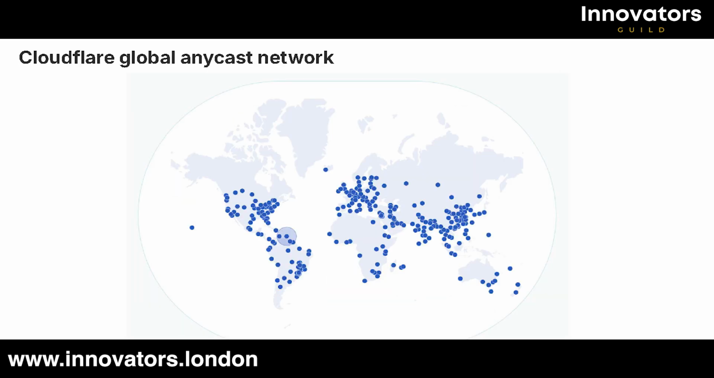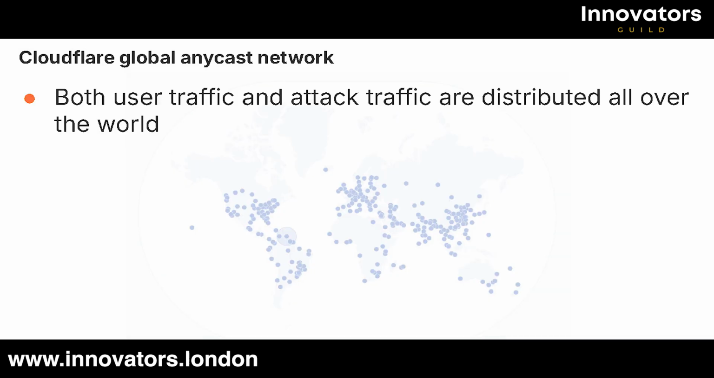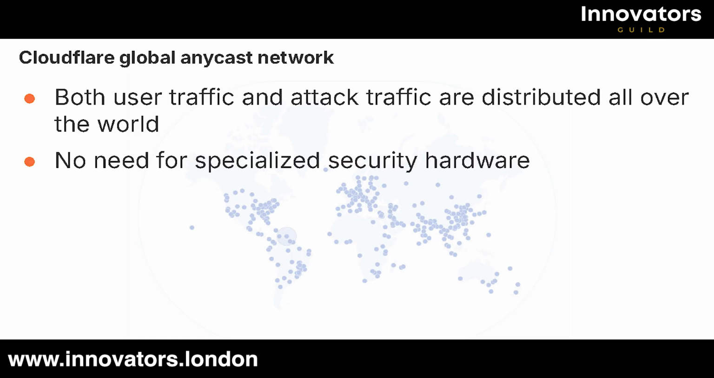This is kind of like a map of our cities. I think it's even old now, but doesn't matter. So in this case, this is what we built. Imagine all this traffic across the internet distributed to all these locations. Both user and attack traffic are distributed all over the world, somewhat evenly, right? And again, we're using the natural properties of the internet, so there is no need for special security hardware.